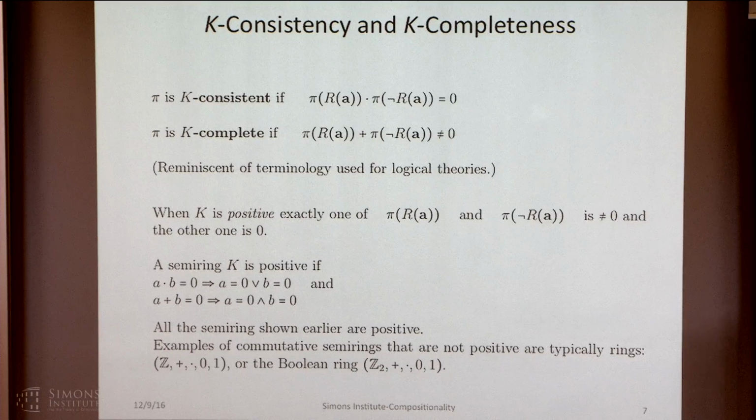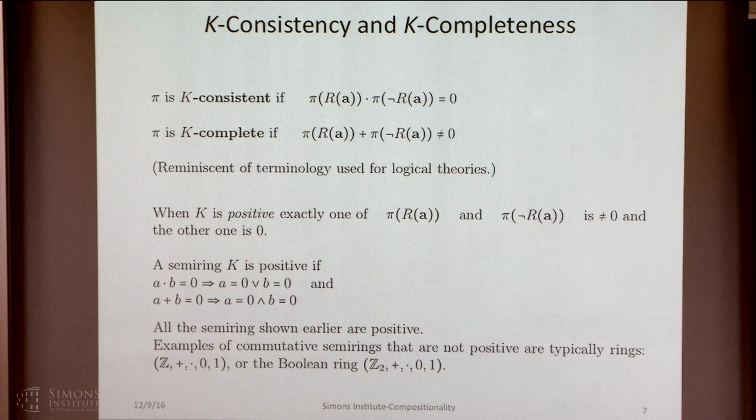So this first thing that we can say is that an interpretation is consistent if the product of the interpretation of a fact and its negation is zero. All the semirings which I showed at the beginning have a property called positivity. A semiring is positive if it satisfies these two properties: A times B is zero means that either A or B is zero, and A plus B is zero means both are zero.